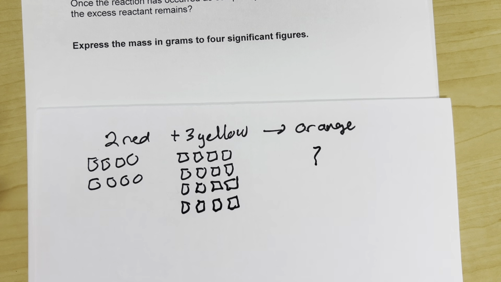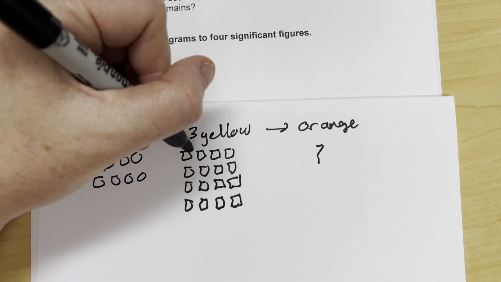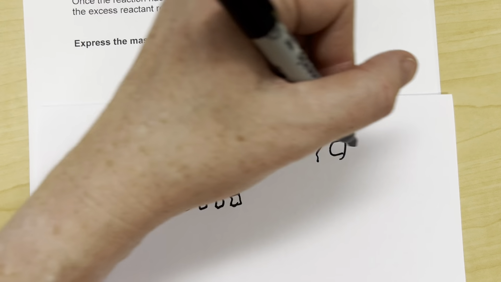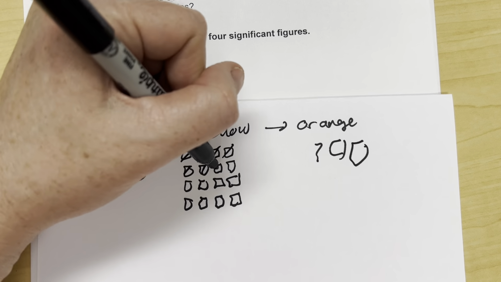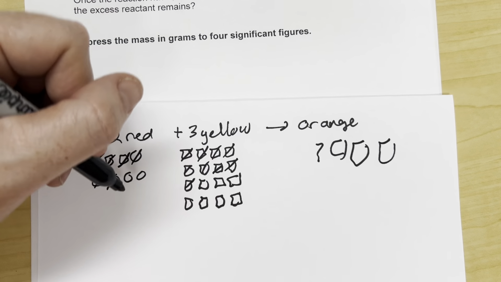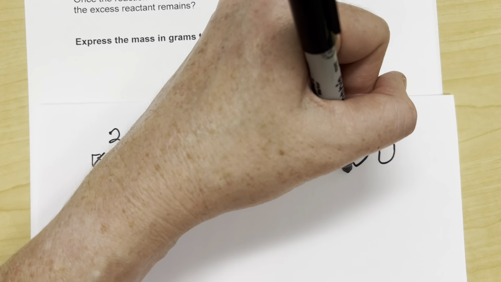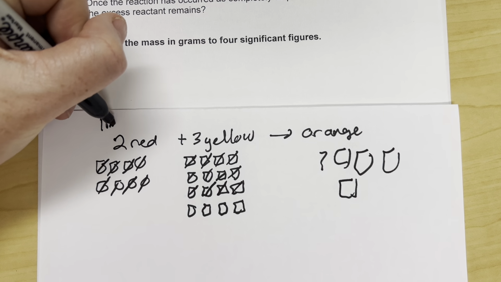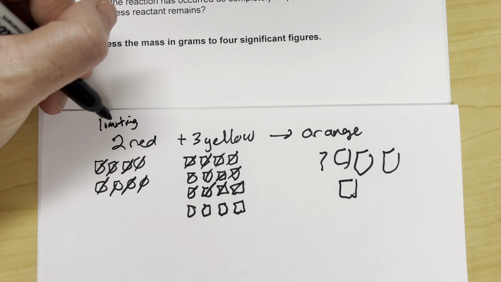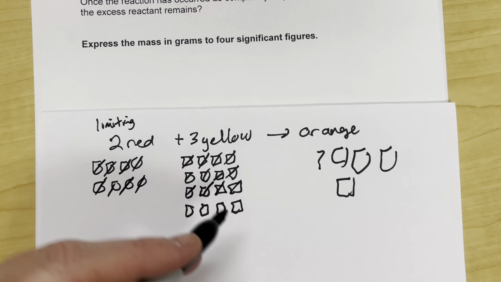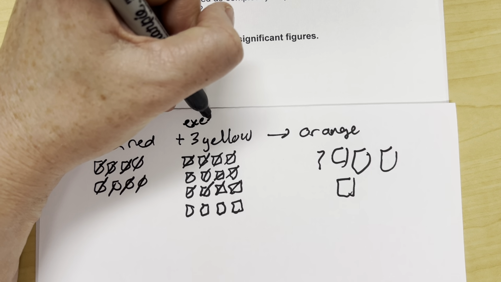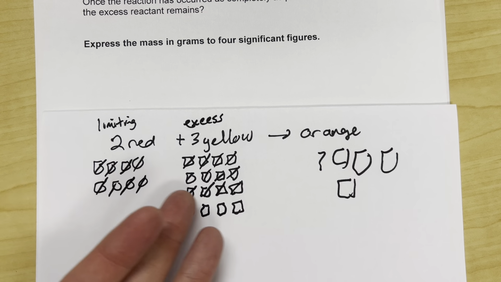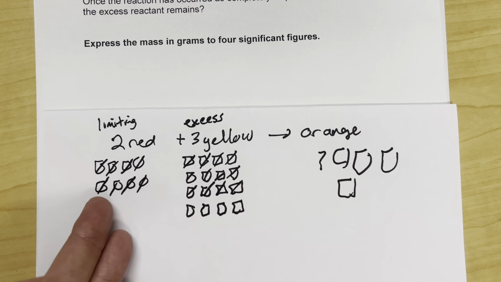All right, so you're like, okay, no problem. For every 2 red, I need 3 yellow, and I can make an orange. 2 red, 3 yellow, I can make another orange. 2 red, 3 yellow, you can make another orange. And finally 2 red, 3 yellow, and I can make another orange. So you could make 4 oranges, right? And we called this the limiting. And this one where we have leftover is called the excess. Hopefully that makes sense, because we have leftover yellow, but we can't do anything with that yellow, right? We can't use any more, we can't make any more orange because we ran out of red.